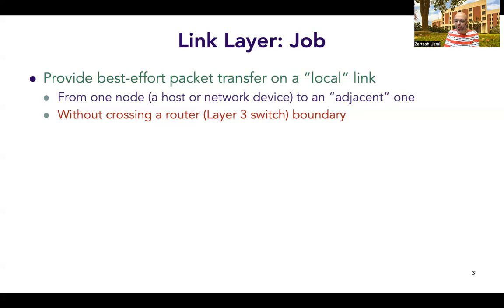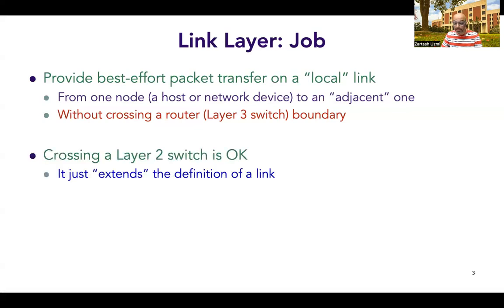Everything on one side of the router, connected through one interface of the router, will be a single local area network, a single subnet. Okay, so crossing a layer 2 switch is okay, because layer 2 switch does not change your subnet. It just extends the definition of the link. You can stick in a layer 2 switch in between, one wire on the left, one wire on the right, and these two wires left and right, they are part of the same link. This is considered to be just a link which is extended.